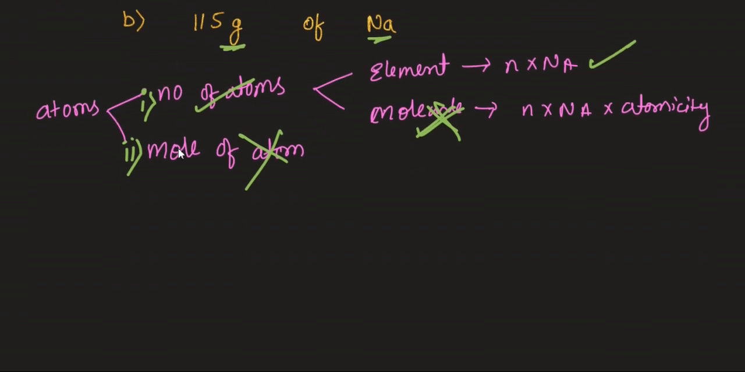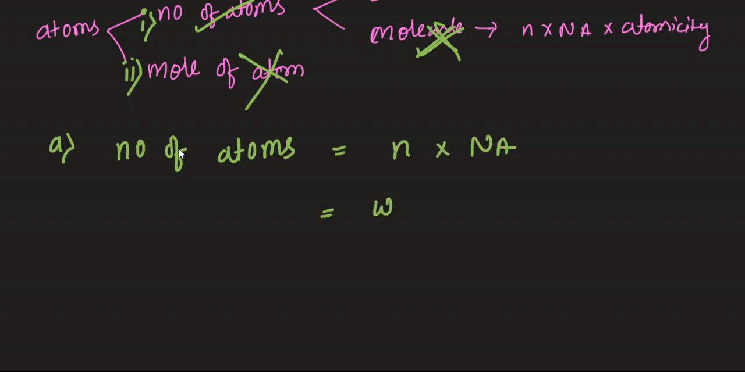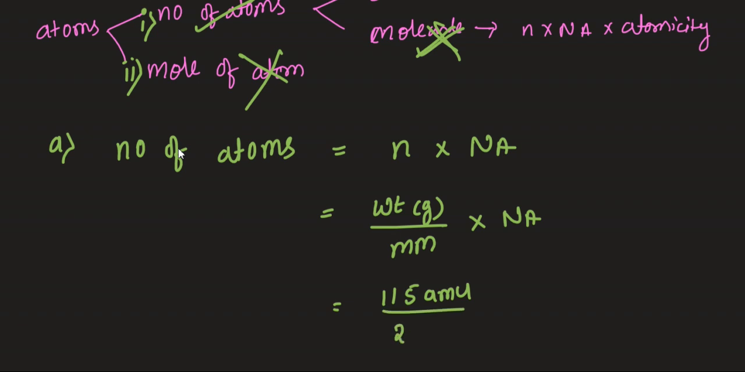Let us try to solve one by one. Let us solve the first one. How do we find out? We have one and only one formula for the number of atoms in the element case: N into Avogadro's number. What is the N formula? Given weight in grams divided by molar mass, into Avogadro's number. In the first case, what is the given weight? 115 AMU. And what is the molar mass of sodium? 23 is the molar mass of sodium.